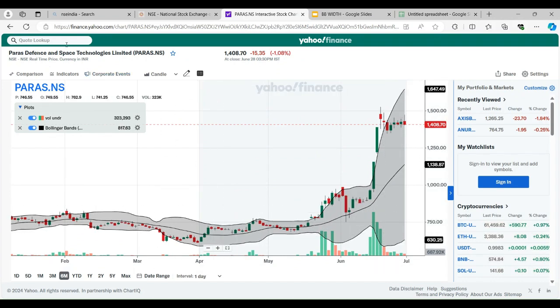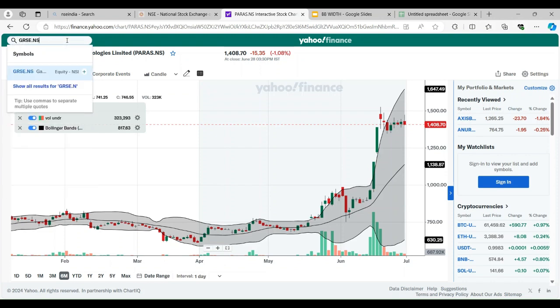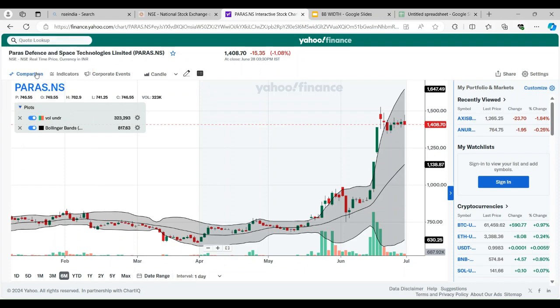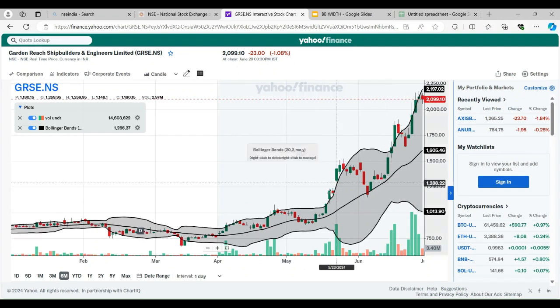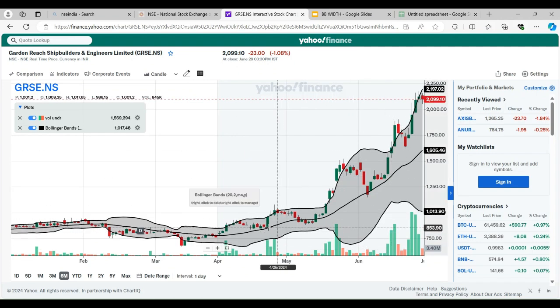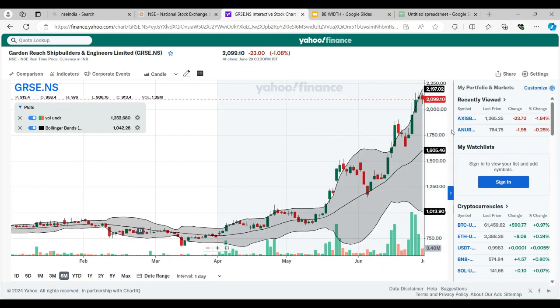Okay, I'll take another example of GRSE.NS. Again, lower volatility, higher volatility. Here volatility is low. Here volatility is high. Lower bandwidth. Here it is higher bandwidth. So I believe people are able to understand this.